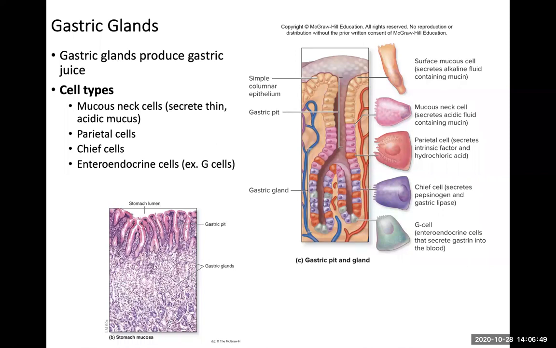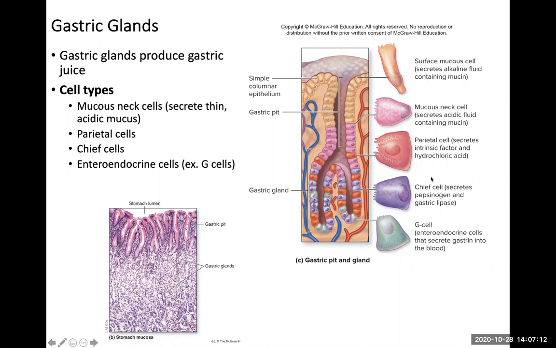Then we also have what are called mucus neck cells, which also secrete mucus. They secrete an acidic form of mucus. Parietal cells, so parietal cells are the cells that secrete both intrinsic factor and hydrochloric acid, or they secrete the components that will come together to make hydrochloric acid. More on that in just a moment.